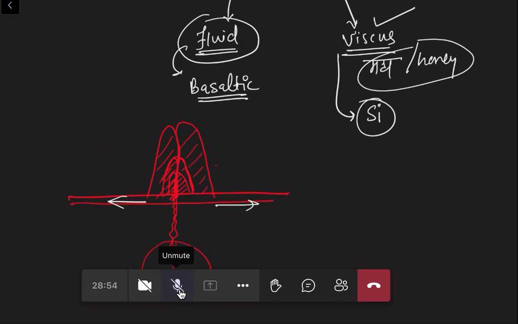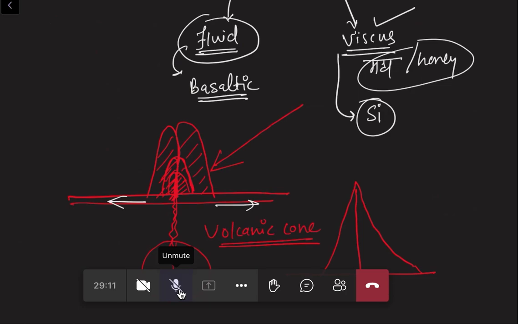So this type of magma will give rise to what? Volcanic cone. So these volcanic cones are steep. These volcanic cones are steep-sided volcanoes. Okay, these are volcanic cones.